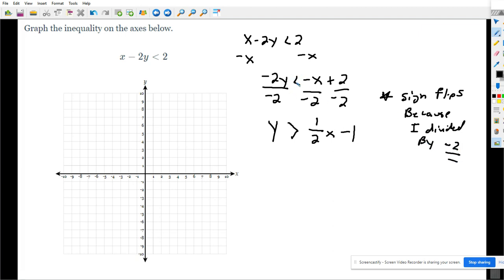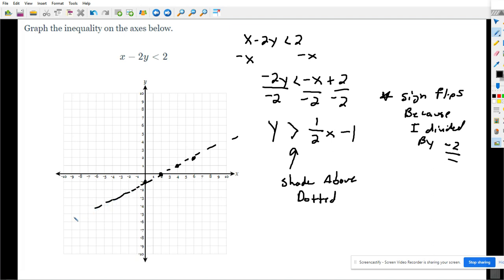Okay, so right here, this less than became a greater than. So now you could tell me that it's going to shade above, and you're going to use a dotted line. So my y-intercept is -1. I would go up 1, right 2, up 1, right 2, up 1, right 2, and I'm going to use a dotted line, and I would shade everything above.